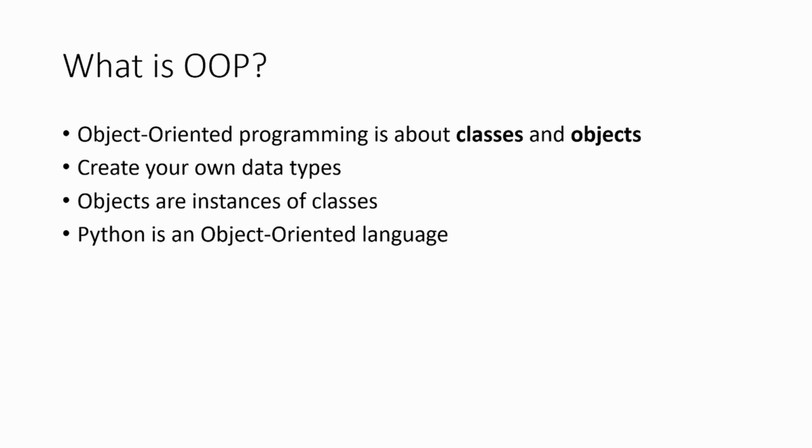OOP is about classes and objects. Basically, you're going to create your own data types. And objects are instances of classes or data types. Python is an object-oriented language, meaning everything is an object. Which means that a list, an integer, a string, anything that you do in Python comes through with objects.